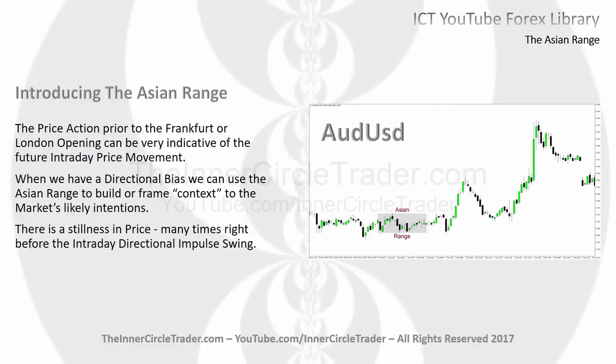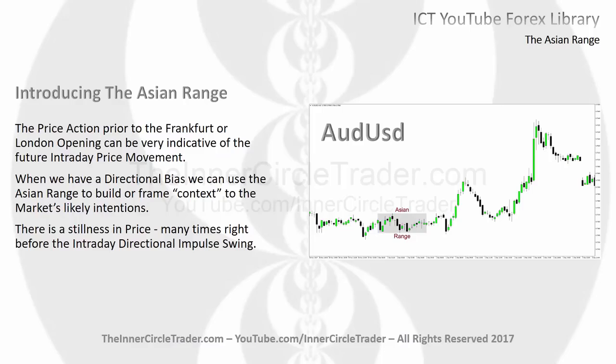All right, introducing the Asian range. Now, what is the Asian range? Well, the price action prior to the Frankfurt Open or London opening can be very indicative of the future intraday price movement. Now, when we have a directional bias, we can use this Asian range to build or frame a context or storyline to the market's likely intentions. There is a stillness in price many times right before the intraday directional impulse price swing.